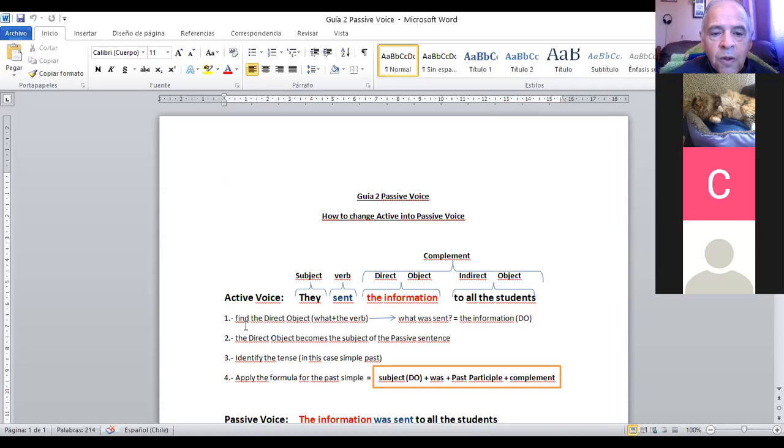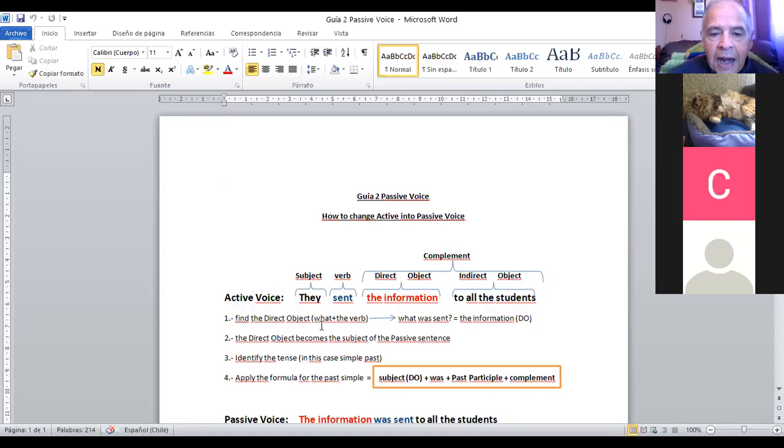So these are the steps that you have to do in order to change from active into passive. First of all, find the direct object. What is the meaning of direct object in Spanish? For me to know that you are following me. El objeto directo. El complemento la llamamos en castellano. O sea, el complemento aquí está compuesto de un complemento directo y un complemento indirecto. ¿Ya? Entonces, the first thing is to find the direct object.